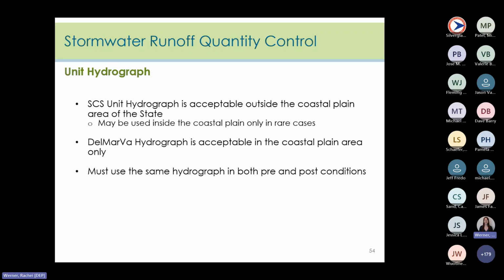So as we discussed before, there are two unit hydrographs for New Jersey, the SES and the Delmarva. Typically, the SES unit hydrograph is used outside of the coastal plain region, and the Delmarva is used inside the coastal plain region. However, this does not apply if coastal plain conditions do not actually exist, nor for sizing MTDs. So, as a reviewer, you need to make sure that the designer used the correct unit hydrograph. You also need to make sure that they use the same one in the pre and post-construction conditions.